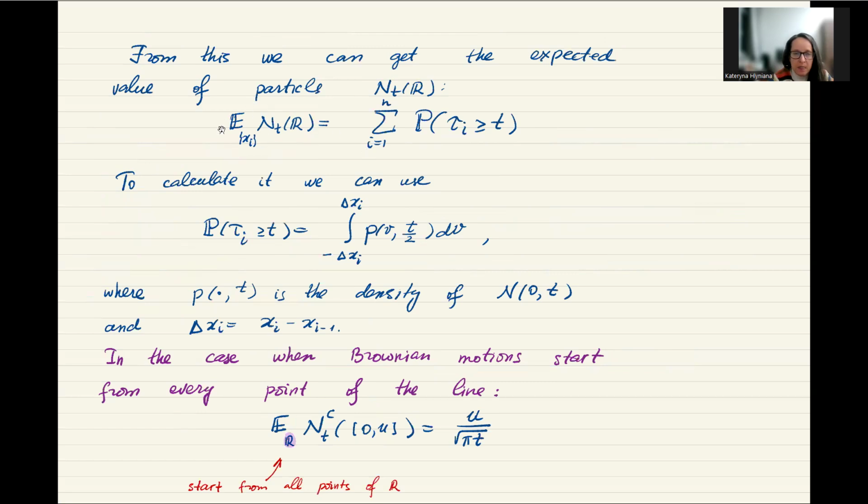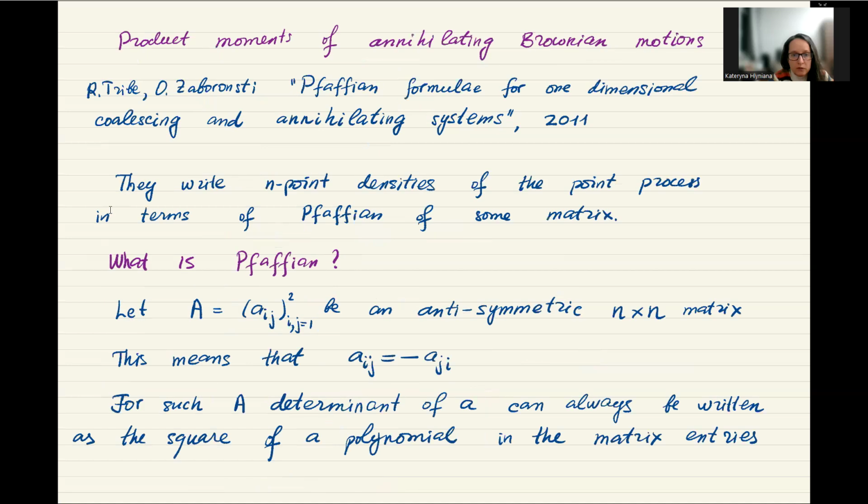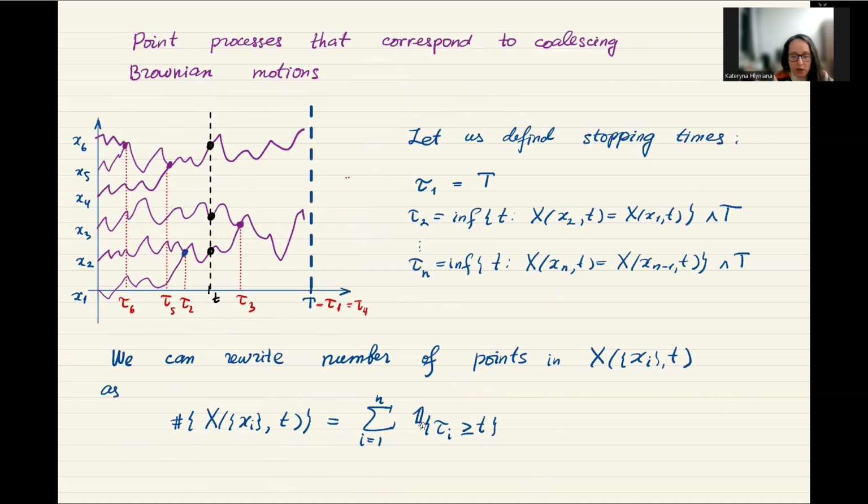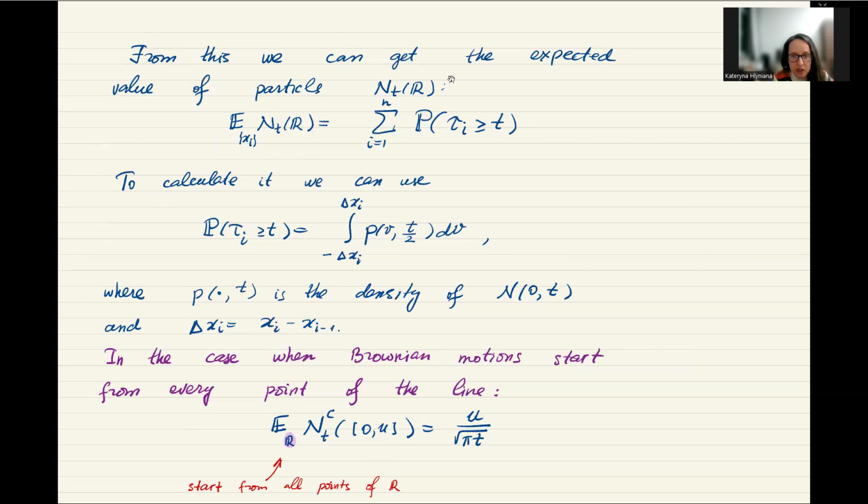So here I write the expected value. Here I write indexes, a sub-index for expectation. This means that we start our system from points xi. And the point process here I denote by nt, and I just count all particles that survived. And from the previous representation, as you see, we just put the expectation inside this sum, so we have the sum of probabilities. Sum of probabilities that tau I is greater or equal than t. And well, one can calculate these probabilities.